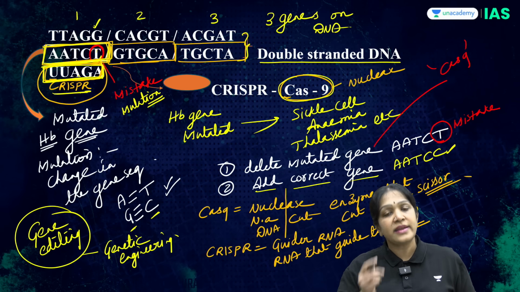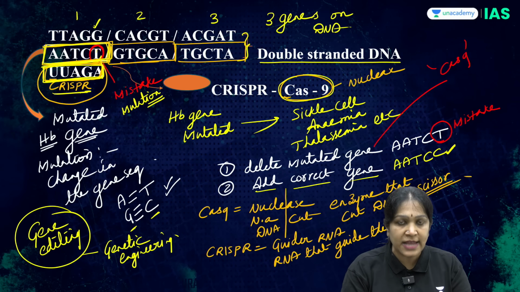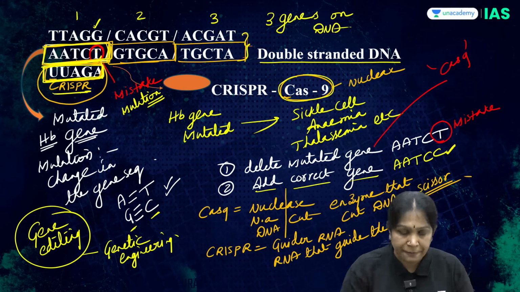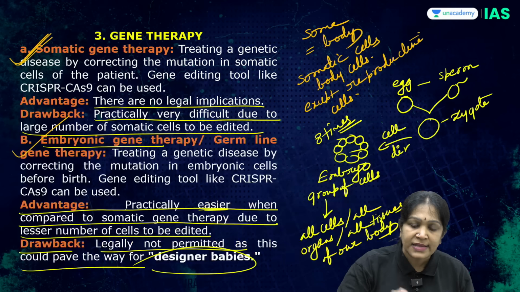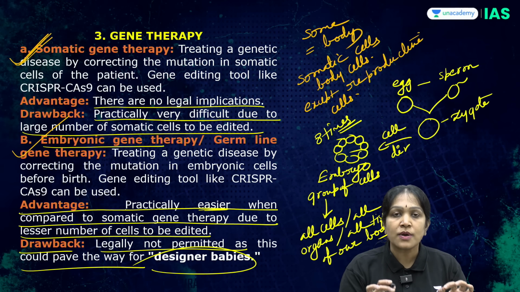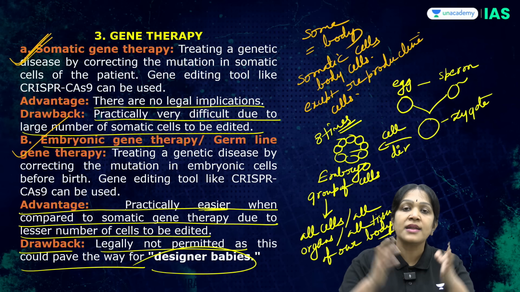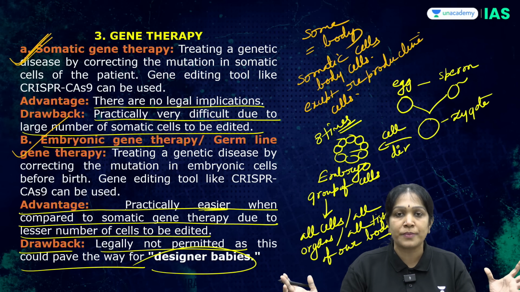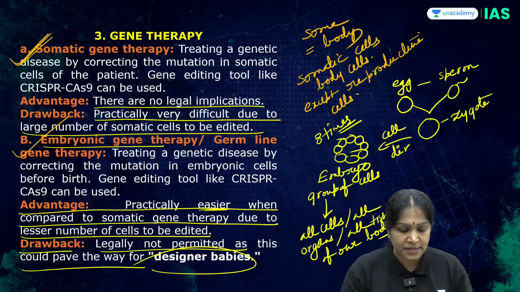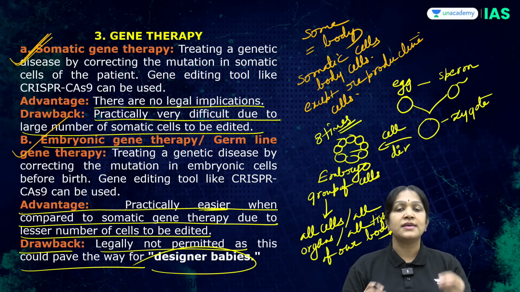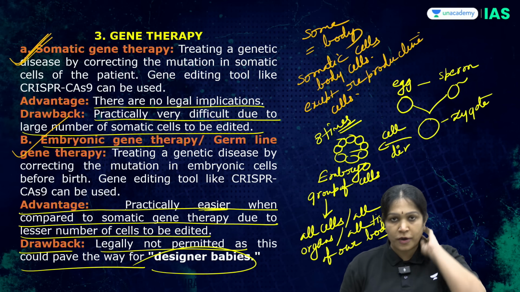Then a gap is created. In the gap we add this correct gene. This is called gene editing or gene therapy. If I do this gene therapy in somatic cells of my body, that is called somatic gene therapy. The disadvantage here is large number of the somatic cells to be edited. I have to repeat this procedure trillions of times. But the advantage is there are no legal implications. This is legal, we can perform that.